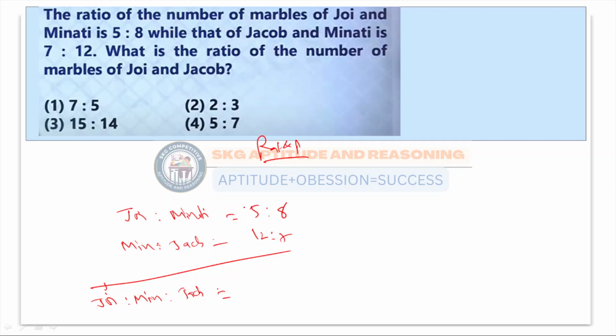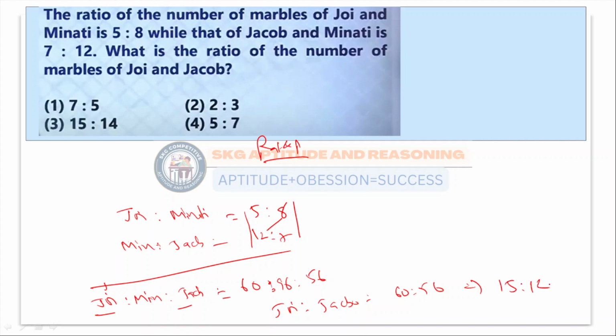It is 5 into 12, that is 60. And then to get the value of Minati, 12 into 8 is 96. To get the value of Jacob here, 8 sevens is 56. But in the question, what he asked is the number of marbles with Joy and Jacob. So Joy and Jacob will be 60 is to 56. And if I do simplification here, it will be 15 is to 14.